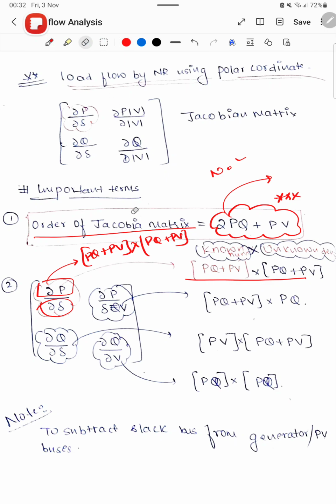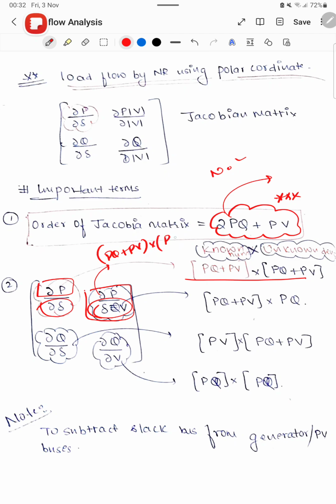Correct? Got it, right? Now next, for this, this is known in PQ plus PV, and del V is unknown in PQ bus only. Fine. You can check the order again. We shall see for this one also. So del Q is known in what, and it's unknown in what? Okay, we shall see that.